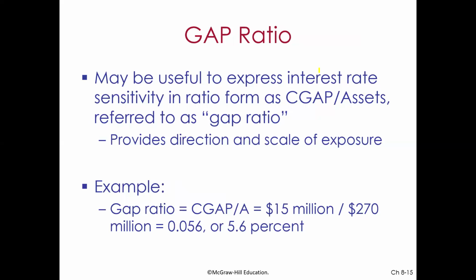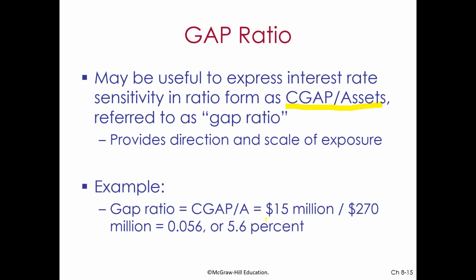We have seen the gap in one of the previous slides. This gap, the gap between the rate sensitive assets and rate sensitive liabilities, can also be expressed as a gap ratio, for example, cumulative gap divided by assets. This is important information because the cumulative gap divided by asset ratio gives an idea about the overall interest rate sensitivity of a financial institution.